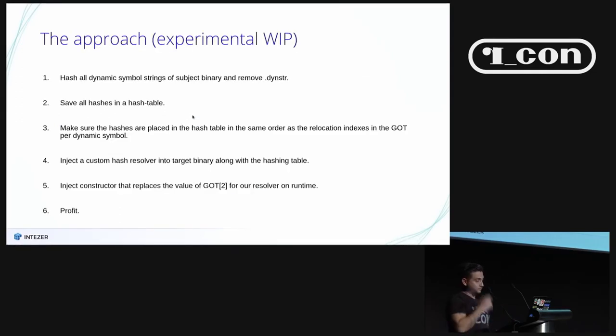So the approach basically is to hash all dynamic symbol strings of the subject binary, and remove the dynamic string table. Save all the computed hashes in a hash table and make sure that the hashes are placed in the hash table in the same order as the relocations. Inject a custom hash resolver into the target binary along with the hash table to resolve the symbols. Then inject a constructor that replaces at runtime the third GOT entry, which is the export to _dl_runtime_resolve, and make it point to your own resolver.